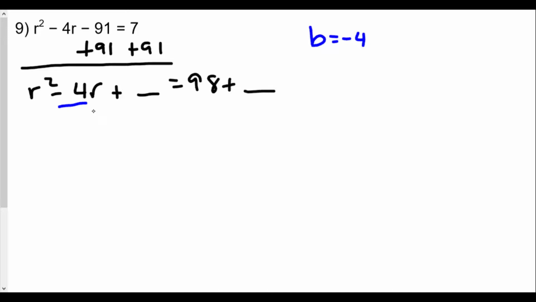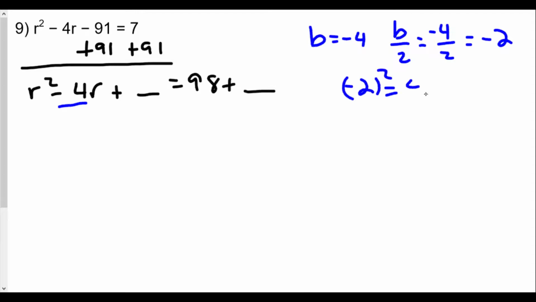So we're going to take the b over 2. Now b over 2 is negative 4 over 2, which is negative 2. And now we take the negative 2 and square it. That gives us a positive 4. And this 4 is going to end up going into the blank spaces. Okay? Again, all we're doing is taking the b value, divide by 2, and squaring it.